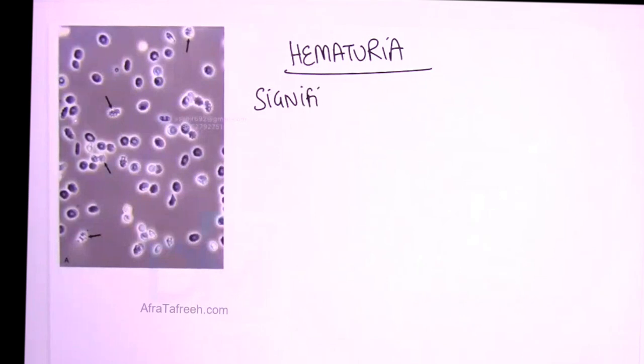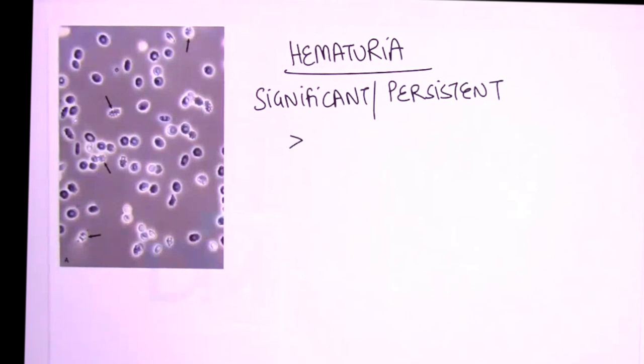When would we say that the hematuria is significant or persistent is the objective of this discussion, and also the question. Remember that it is more than 3 red blood cells present per high power field of a centrifuged specimen. I'm not saying you take a fresh specimen and look under a microscope and see 3 RBCs. It is in a centrifuged specimen.